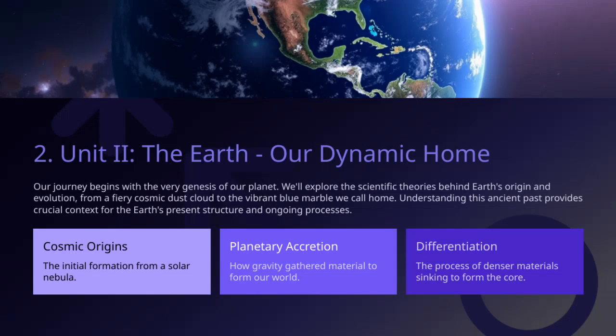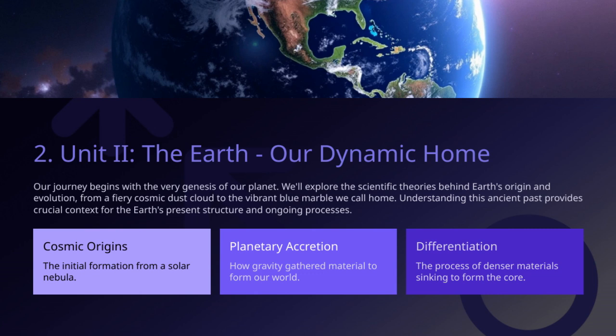Let's talk about how denser materials sink to form the Earth's core. This process is called differentiation. Essentially, when the planet was still forming, gravity played a key role in gathering the heavier, denser materials towards the center. This movement allowed the core to develop as a distinct layer, separate from the mantle and crust.